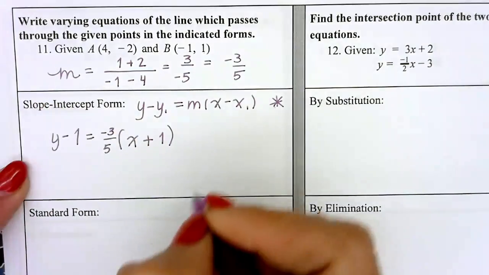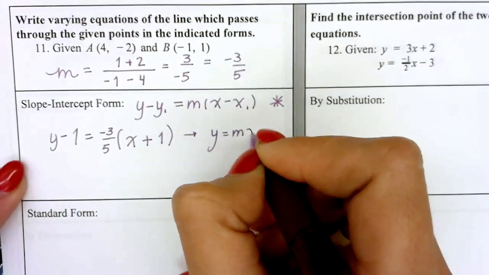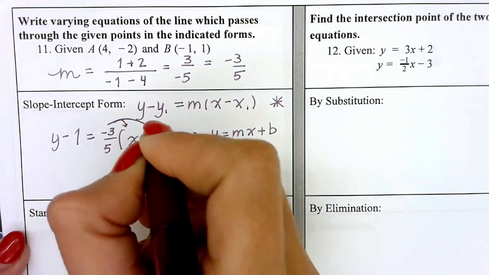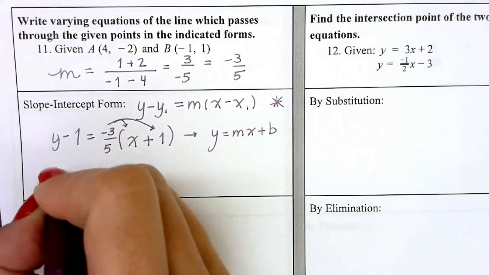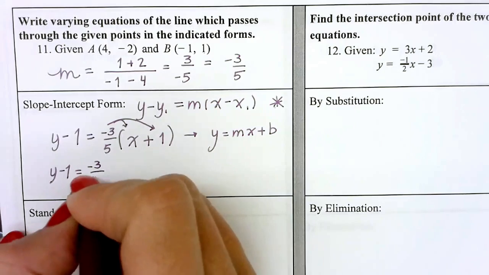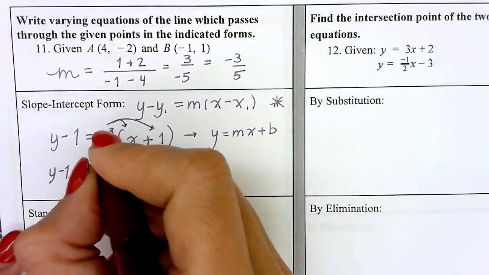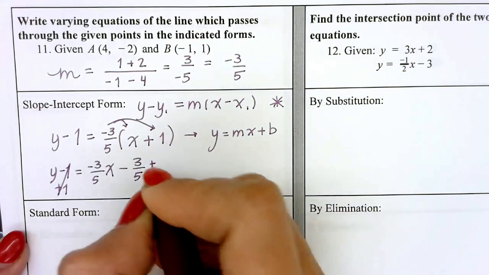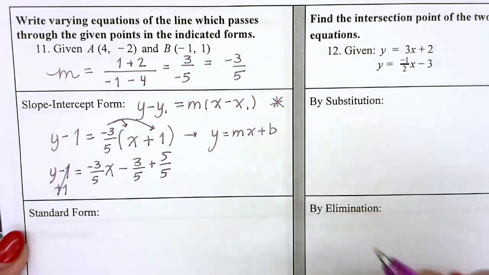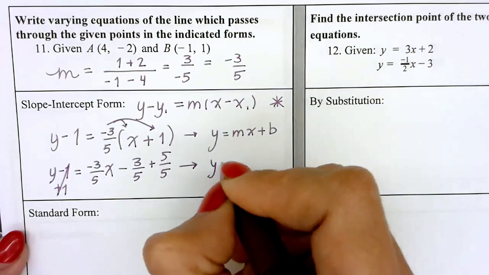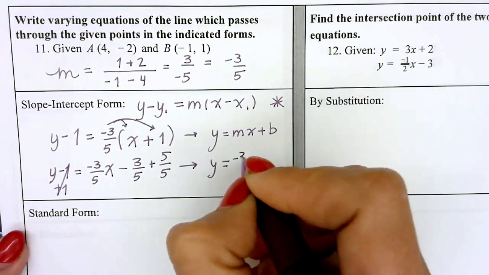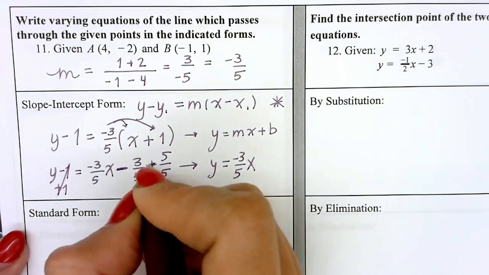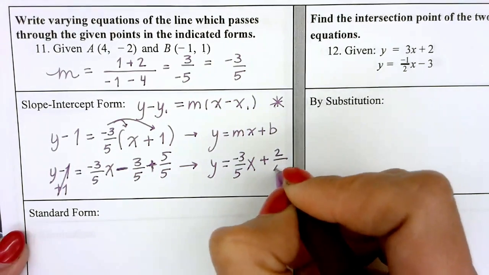That is not slope-intercept form. I need to get this to look like y equals mx plus b. That is slope-intercept form. How do we get there? You manipulate what you have. I'm going to distribute. Y minus 1 is negative 3/5 times x is negative 3/5 x minus 3 over 5. Add 1 to get the y alone. The 1, I'm going to make that into 5 over 5, common denominator. That means we get y equals negative 3 over 5 x. Remember, this is negative and this is positive, plus 2/5.